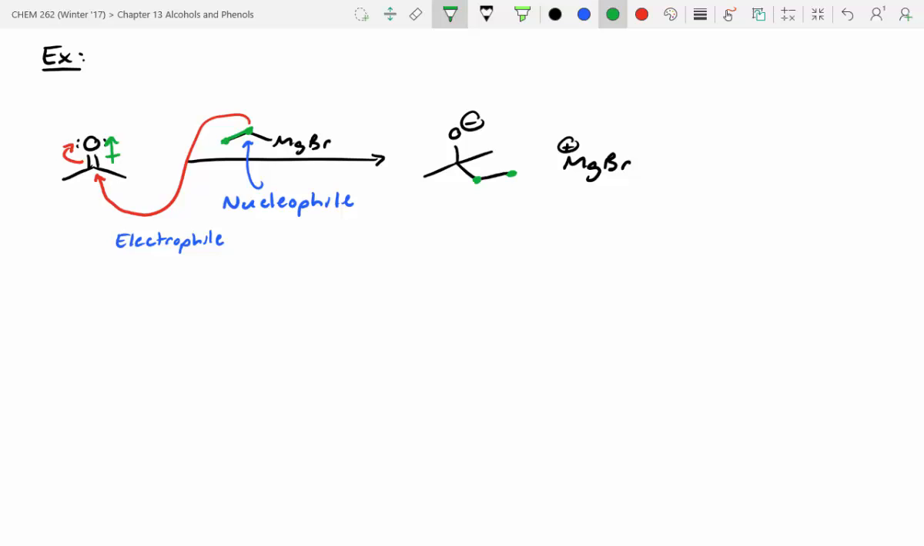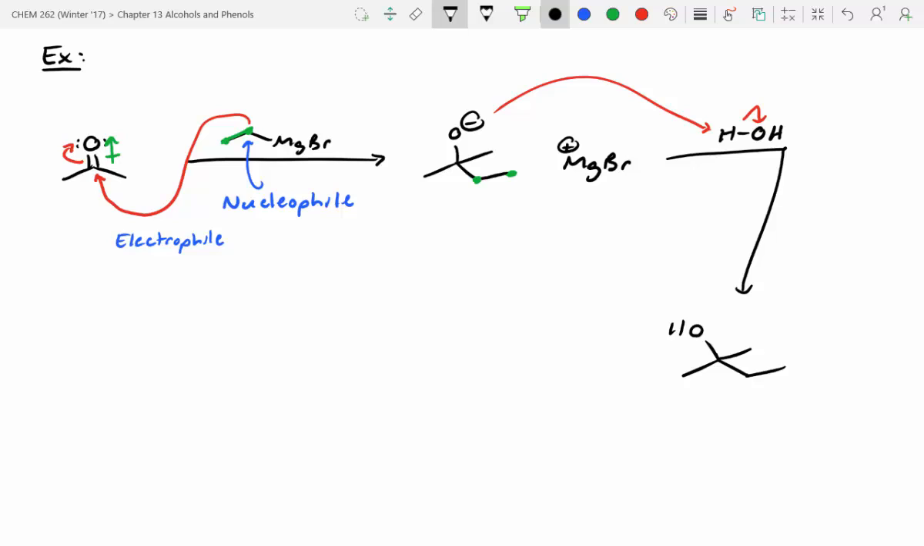All right, and then in step 2, all we need to do is quench this with some sort of weak acid, so we could use water even. When we do this, we've created an alcohol, and in this case we've created a tertiary alcohol. With lithium aluminum hydride and sodium borohydride, I told you guys there was no way you can make a tertiary alcohol. Now we've got a nice way of making a tertiary alcohol. So this is a good workaround if you do need to make some sort of tertiary alcohol.